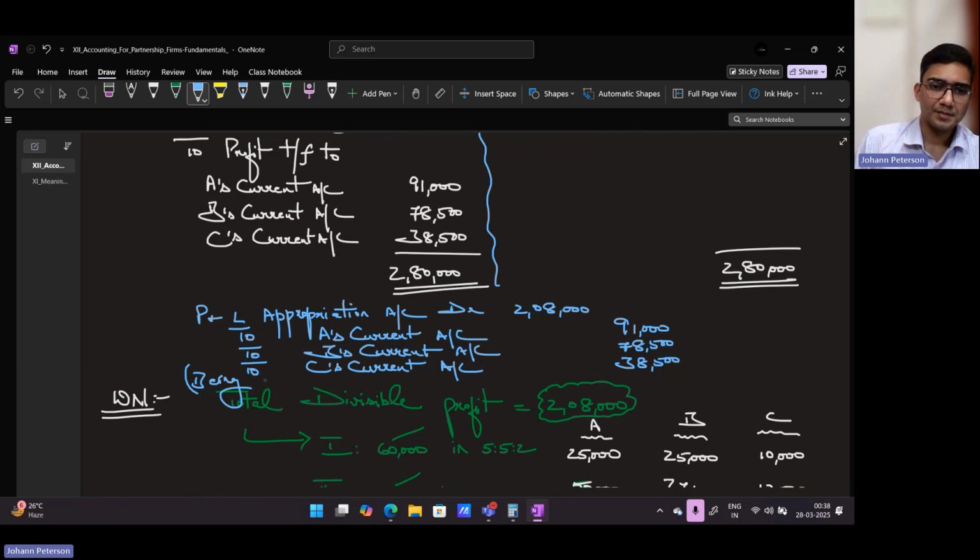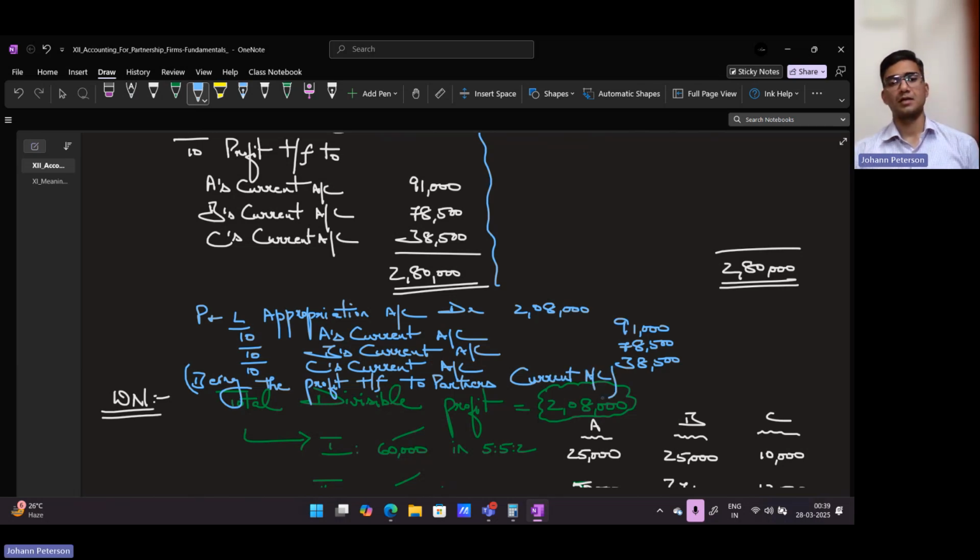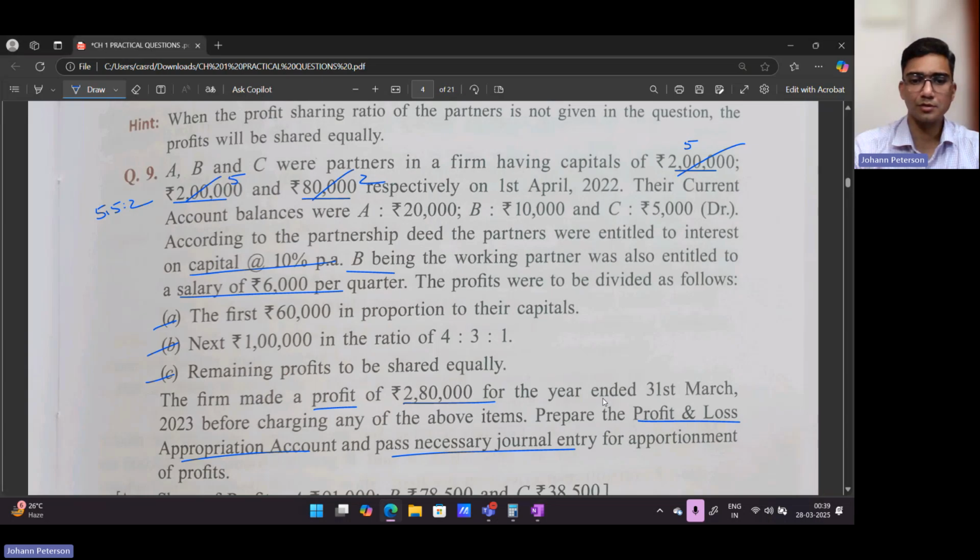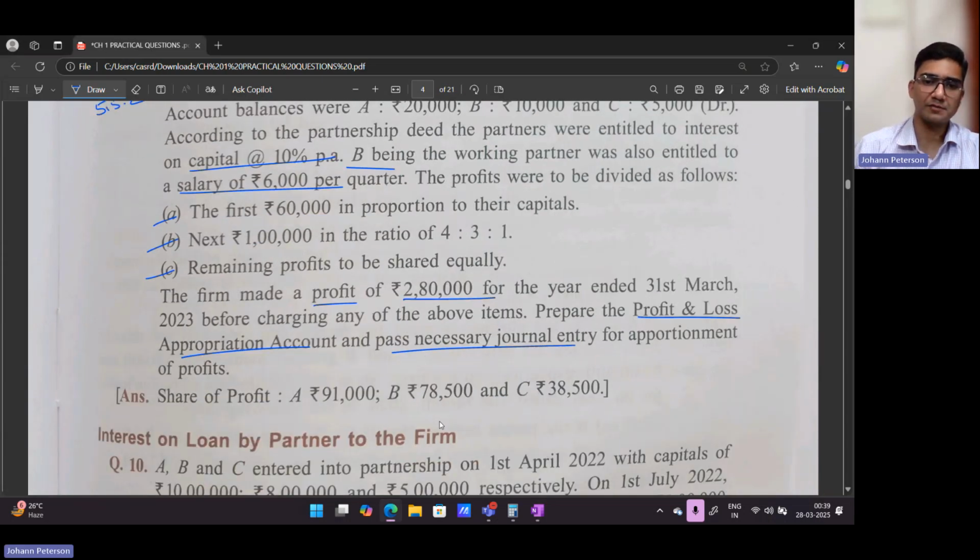Narration being the profit transferred to partners current account. Okay. So this is our final answer. Let's look at our answer in the book. 91, 78, 5 and 38, 5. So this is our answer.